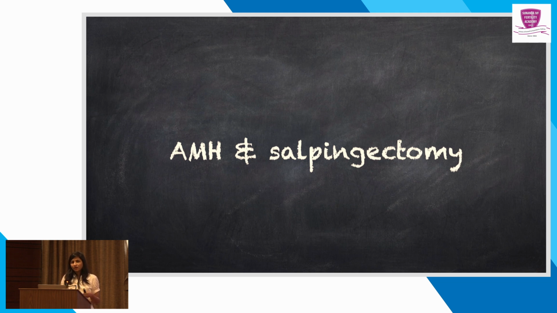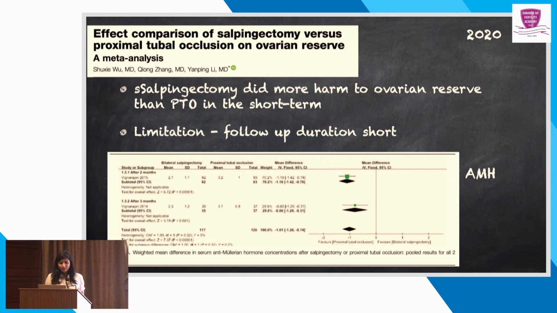Then whether doing a salpingectomy, either in ectopic pregnancy or when you are encountering pyosalpinx or tubal pathology, will affect the AMH. We know that when we do an oophorectomy, there is a drastic decline in the AMH, but in a study published in 2020, they found that salpingectomy did more harm to ovarian reserve than proximal tubal occlusion in terms of ovarian reserve.